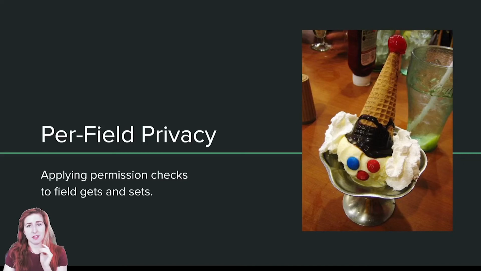So, ice cream metaphor. Growing up, there was a restaurant chain called Friendly's that had these ice cream sundaes with a secret surprise of a mystery candy at the bottom. So it could be gummy bears or M&Ms, Skittles, you know.